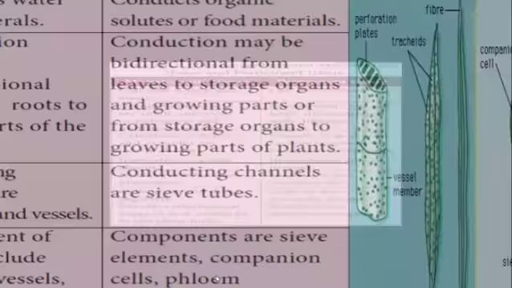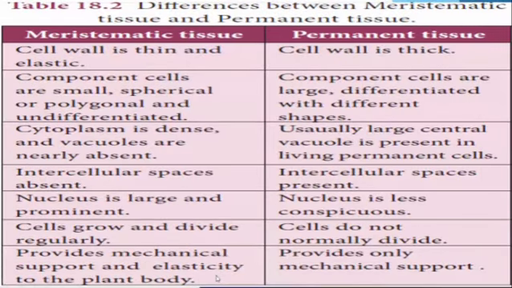Let's study the difference between meristematic tissue and permanent tissues. Meristematic tissue is present only in the tip of the shoot and root, but permanent tissue can be simple tissue or complex tissue. The complex tissues we have studied are xylem and phloem. So we'll study the difference between meristematic tissue and permanent tissues.